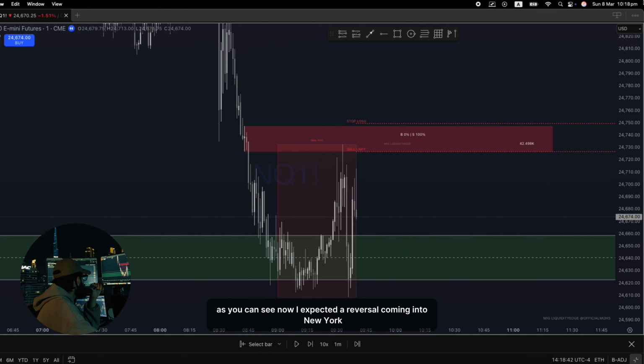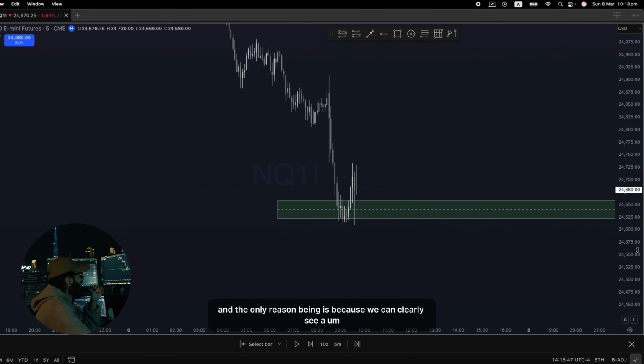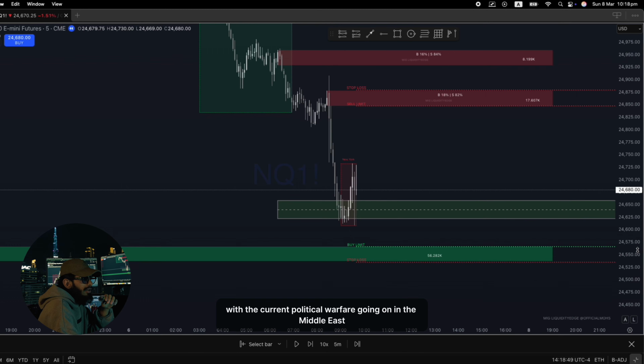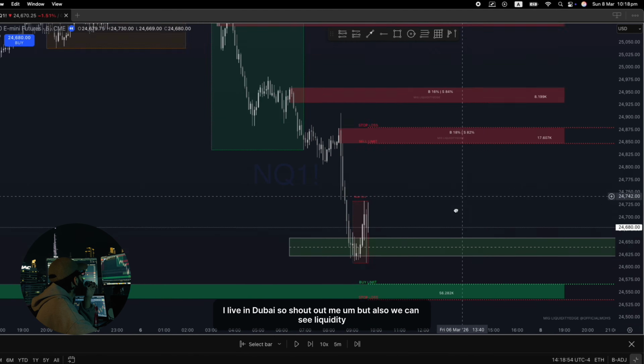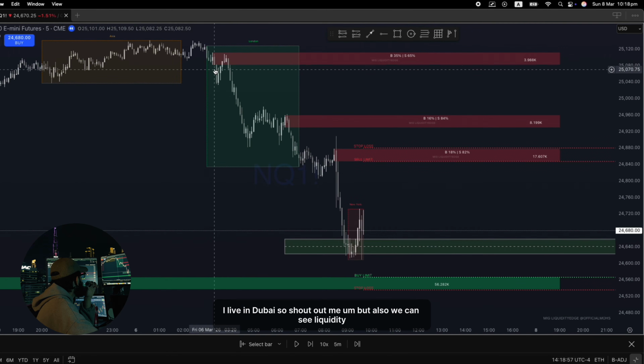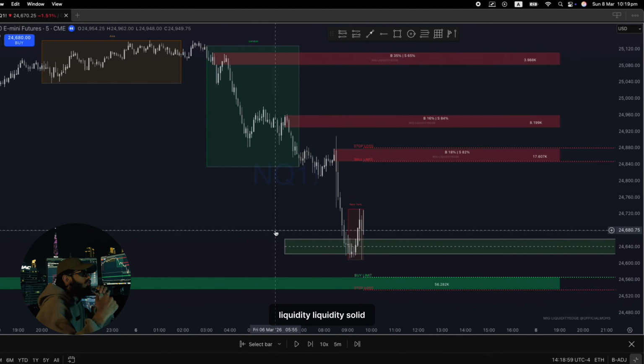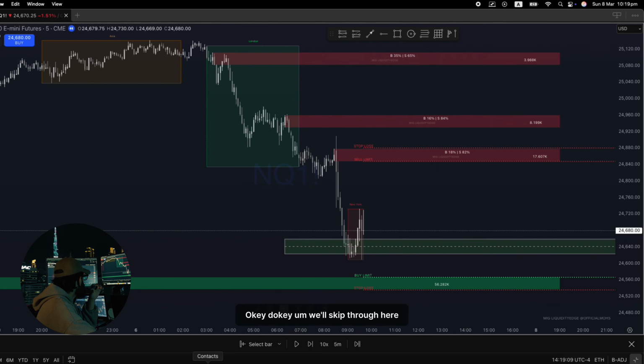Now, I expected a reversal coming into New York, and the only reason being is because we can clearly see, with the current political warfare going on in the Middle East, I live in Dubai, so shout out to me. But also we can see liquidity, solid strength of sellers coming in. So I'm expecting now, going into New York, we'll get a bounce before we find that continuation, if there is a continuation. Okie doke. We'll skip through here.